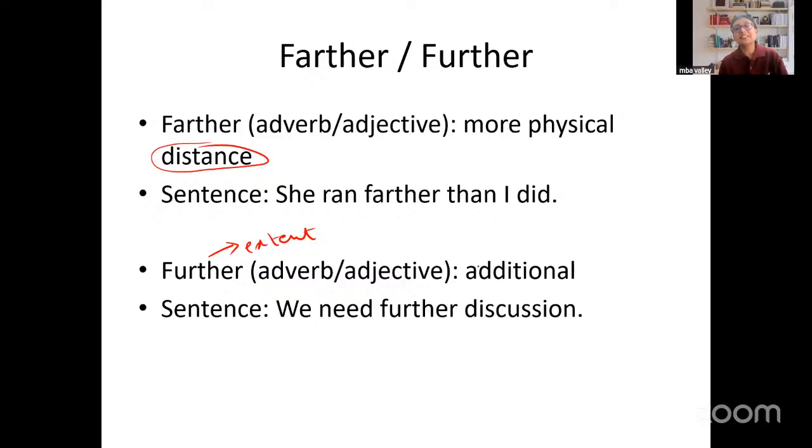So further is additional. Further is an extent. Like for example, we need further discussion. So, there is more extent to do this. There is more scope to take this forward. Then you would use the word further. And farther will always be with the word distance. So physical distance है, farther लगाएंगे. और अगर extent push कर सकते हैं, किसी चीज की limit push कर सकते हैं, then use the word further.